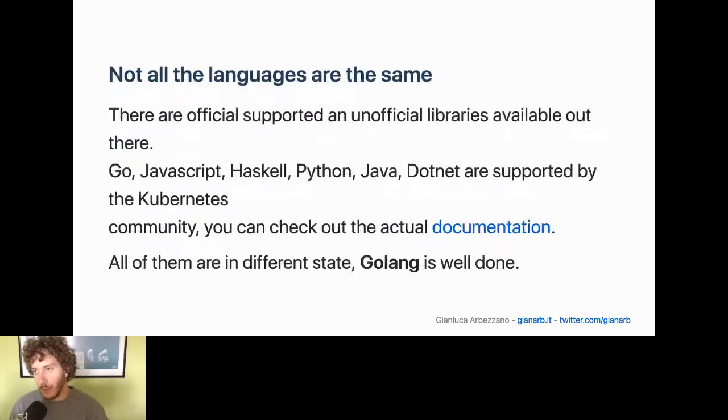Obviously, it is way more comfortable and way easier if the community gives you a library. So luckily for you, if you use Go, JavaScript, Haskell, Python, Java, .NET, you have a client library supported by the community. If you don't use one of those languages, there are other SDKs coming from other communities that are not officially maintained, so you really have to figure it out. And as I said, Golang is for sure the best language to interact with Kubernetes because there are a lot of utilities, and Kubernetes is written in Go, as I said.